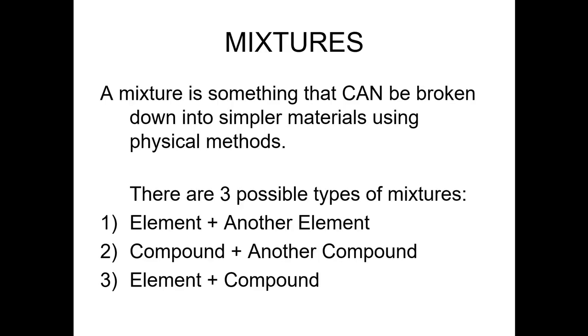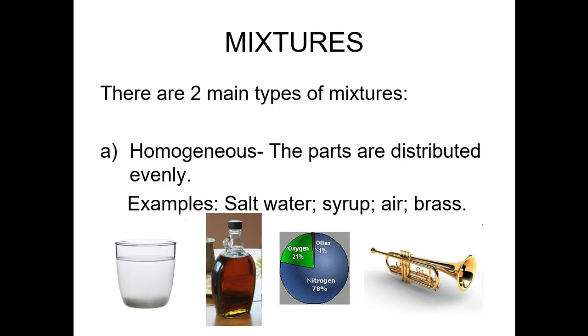Mixtures are something that can be broken down into simpler materials using physical methods. There are three possible types of mixtures: an element plus another element, a compound plus another compound, or an element plus a compound. There are two main types of mixtures. There are homogeneous mixtures, where the parts are evenly distributed: salt water, syrup, air, brass. They're put together so well you can't tell them apart.